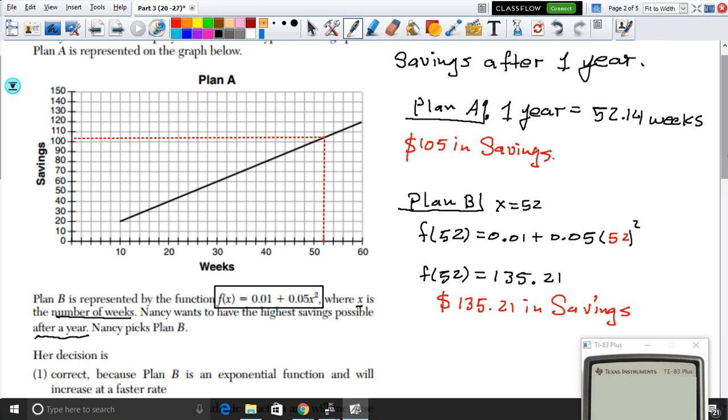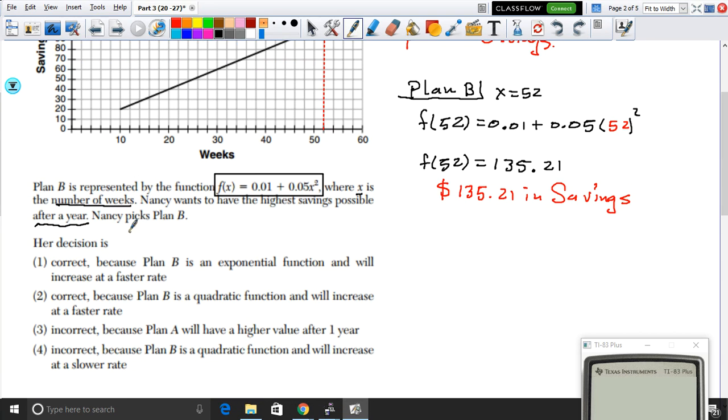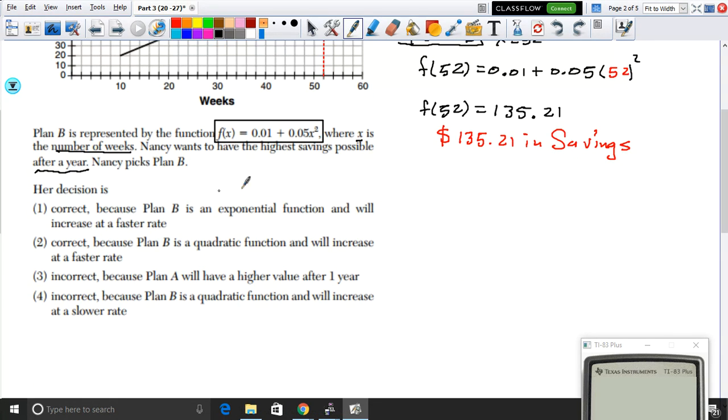All right. So after knowing this information, let's see if we can actually answer her decision. We know that Nancy picks plan B. At least in plan B, she's having the most savings. In plan A, we have 105. In plan B, we have 135. So if Nancy picks plan B, then her decision is correct because that's where you have the most savings. So we can eliminate the ones that said incorrect. So now it's either 1 or 2.